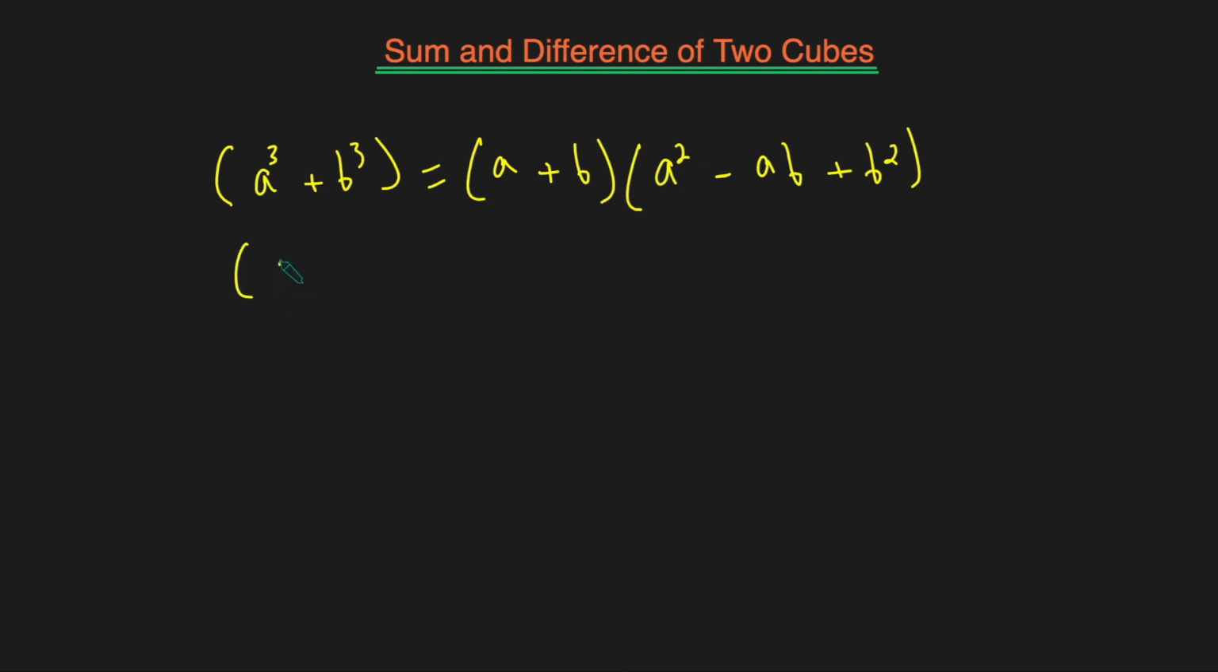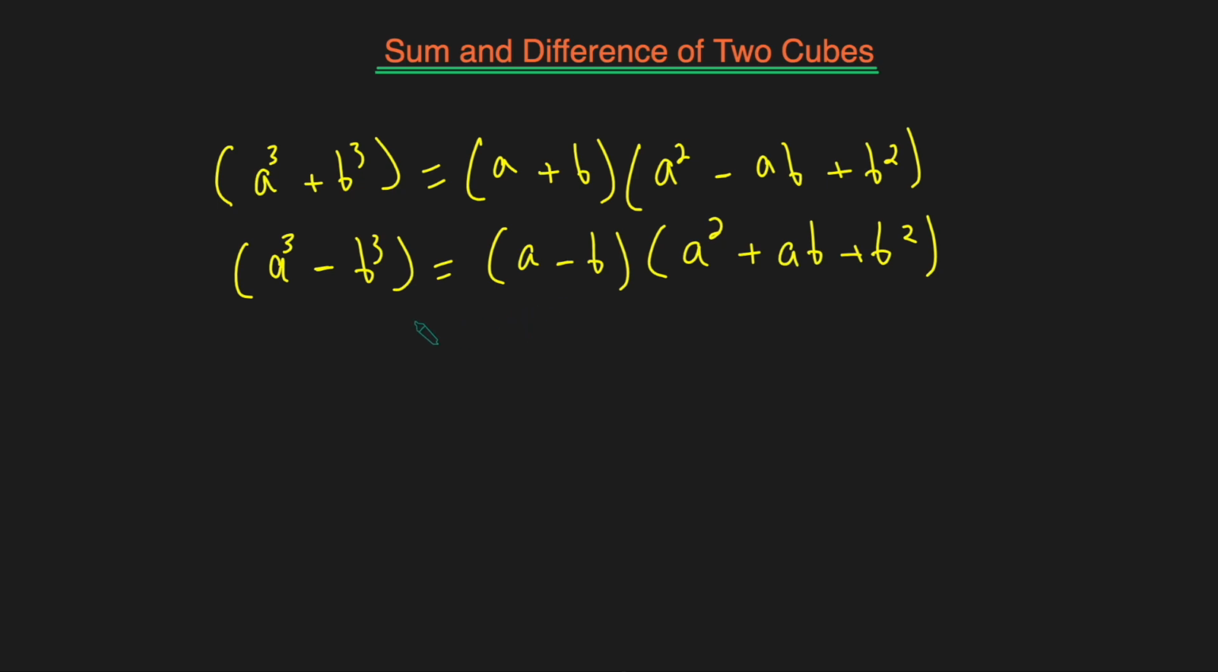The difference, if we have a cube minus b cube, that will equal a minus b times a squared plus ab plus b squared. Let's stop for a minute here and look how simple this is and how easy it is to memorize. In the first case, if we have the plus in here, then everything will be positive except a negative right here.